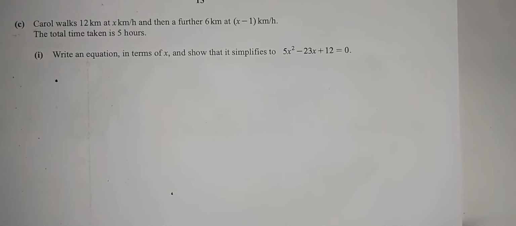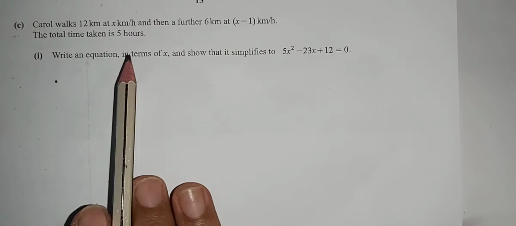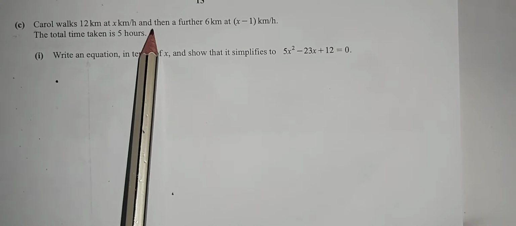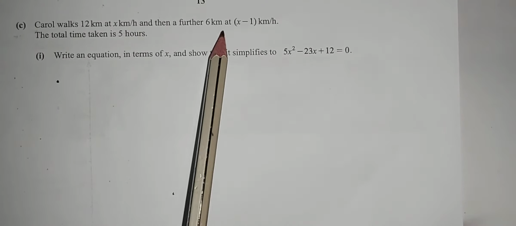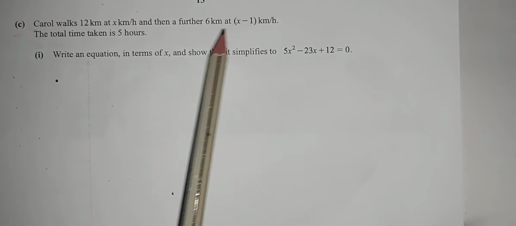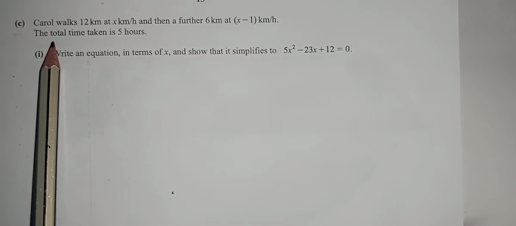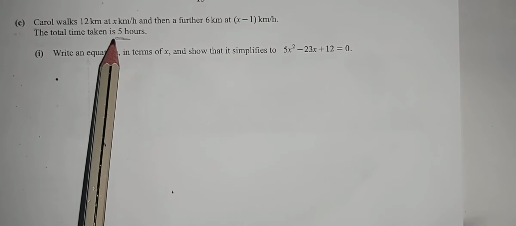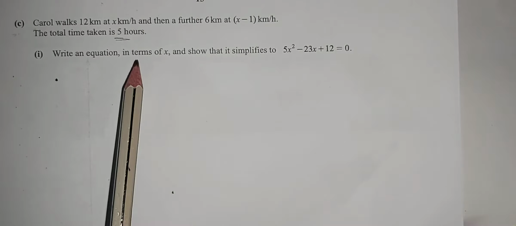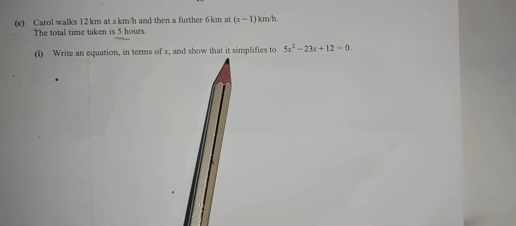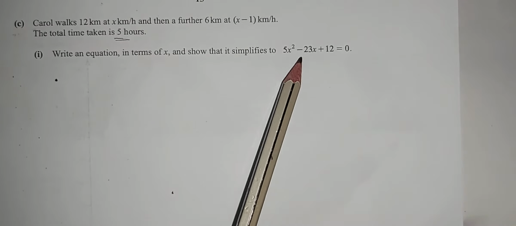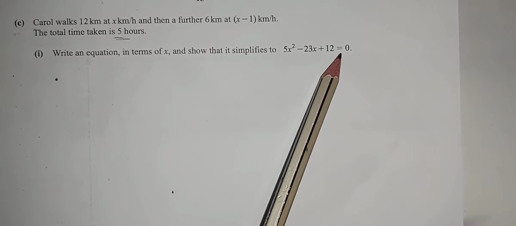In this part, Carol walks 12 kilometers at x kilometers per hour and then a further 6 kilometers at x minus 1 kilometers per hour. The total time taken is 5 hours. Write an equation in terms of x and show that it simplifies to 5x squared minus 23x plus 12 equals 0.